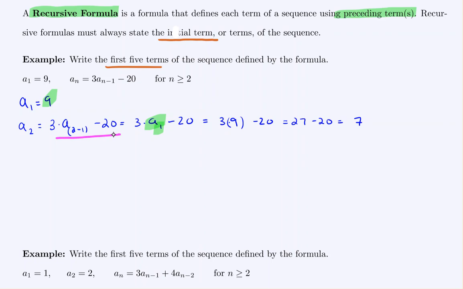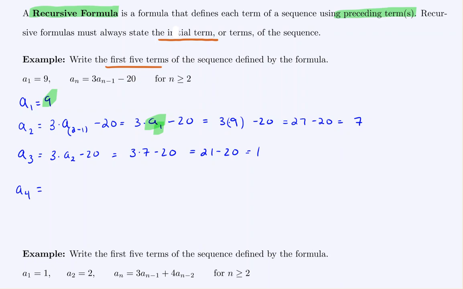You can work it out formula-wise like this if you prefer, but you could also catch hold of the pattern and tell yourself, it's 3 times the previous minus 20, the previous is 9, 3 times 9 is 27, minus 20, the answer is 7. Now notice we have to have a sub 2 to find a sub 3, because to find the next term, you have to know the previous. So to find a sub 3, I could follow the formula, 3 times the previous term, minus 20. What is the previous term? It's 7. So that's 21 minus 20, and I get 1 is the third term. Or I could say the third term is 3 times the previous, so 3 times 7 is 21, minus 20 gives me 1.